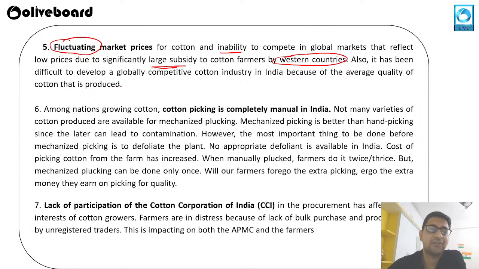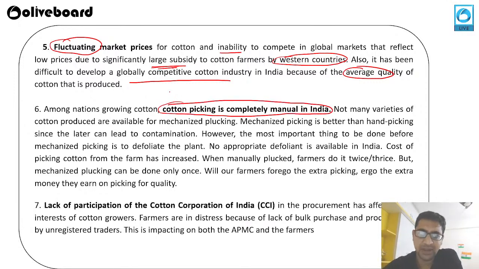Also, it has been difficult to develop a globally competitive cotton industry in India because of the average quality of the cotton that is produced in India. Among the nations growing cotton, cotton picking is completely manual in India. Normally in Western countries it is automation based, but in India this process is manual, by hand. People have to use their hands and do all the manual work related to that. Not many varieties of cotton are available for mechanized picking.